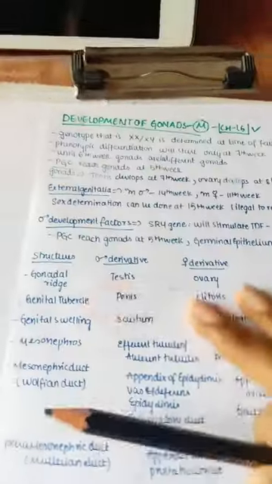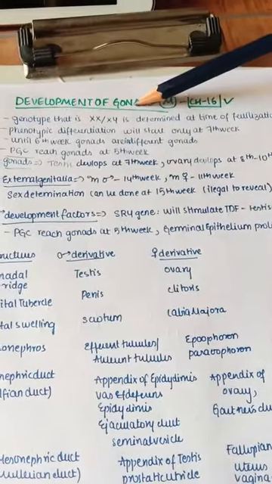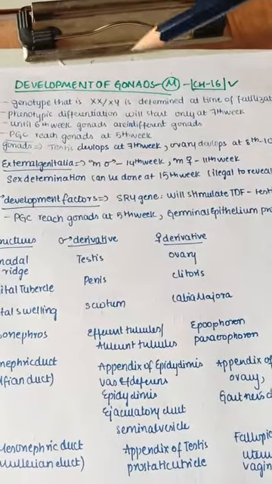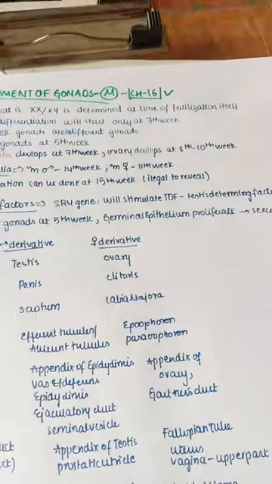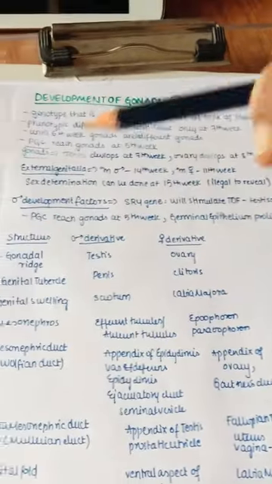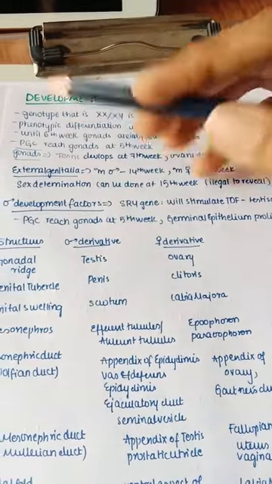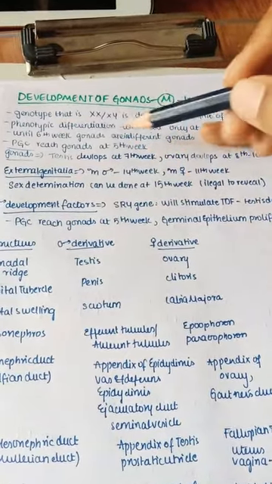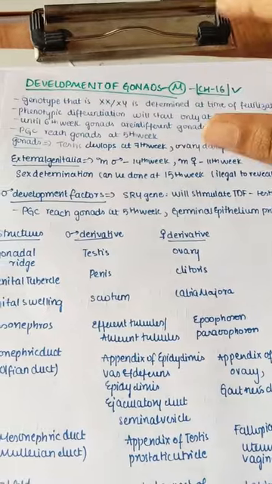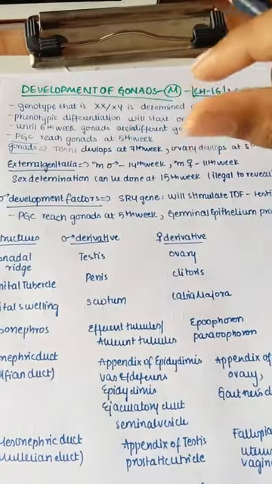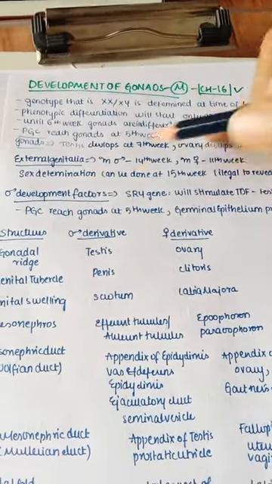Now let us move on to development of gonads. The genotype, either male or female, is mainly determined at the time of fertilization itself, and the phenotypic differentiation will start only at the 7th week. So until the 6th week the gonads are called indifferent gonads because there is no differentiation. Up to the 6th week they are called indifferent gonads, that is, we can't differentiate male and female.